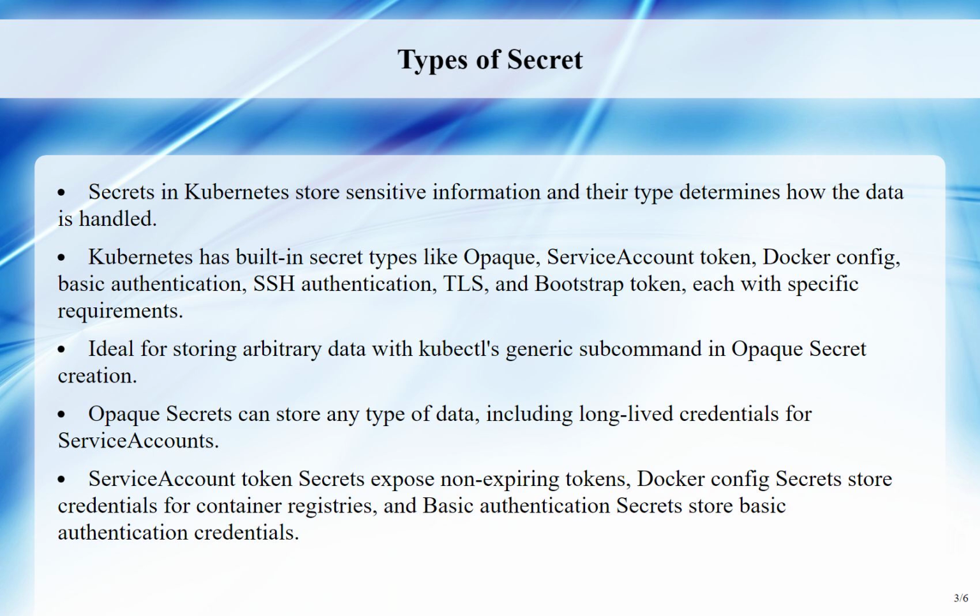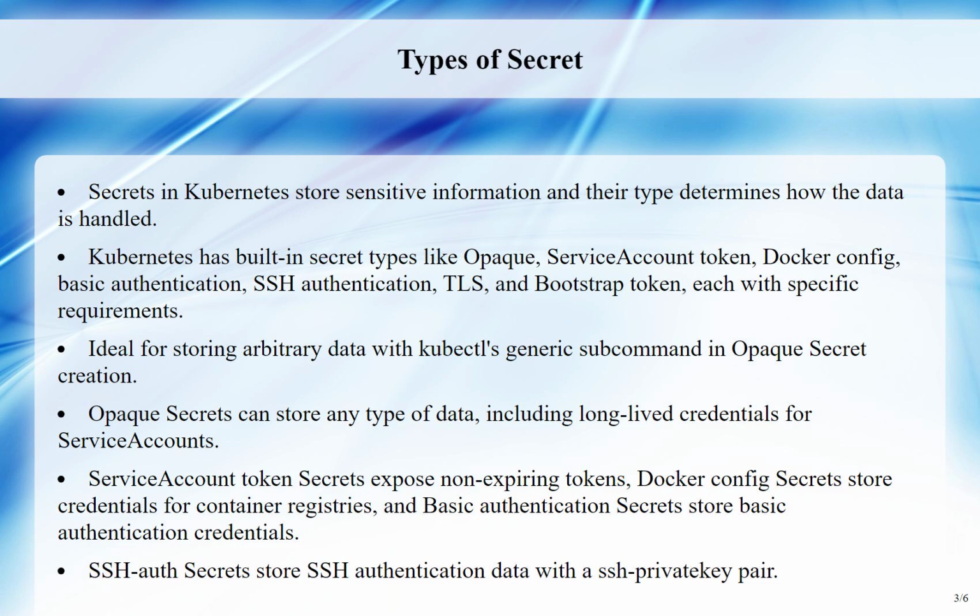Basic authentication secrets. Basic auth secrets store credentials required for basic authentication. They must contain a username and password or token encoded in base 64. While an opaque type can also be used for basic authentication, using the defined kubernetes.io/basic auth type helps maintain consistency.